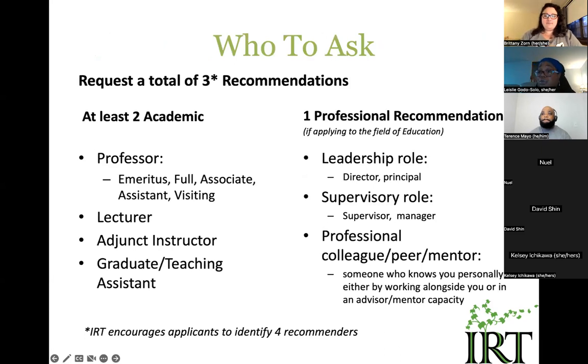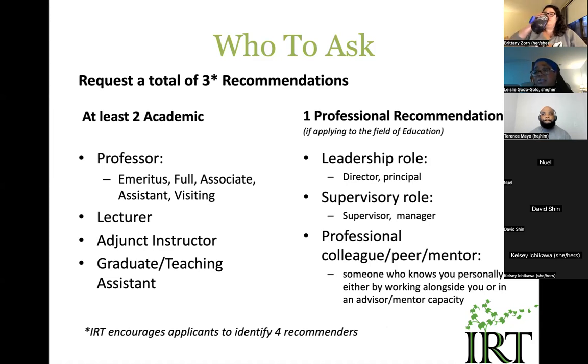So who do you ask for letters of recommendation? We do suggest that you request a total of 3 recommendations. And we encourage students to really secure 4, just in case something happens. Secure 4 recommenders is what I mean.